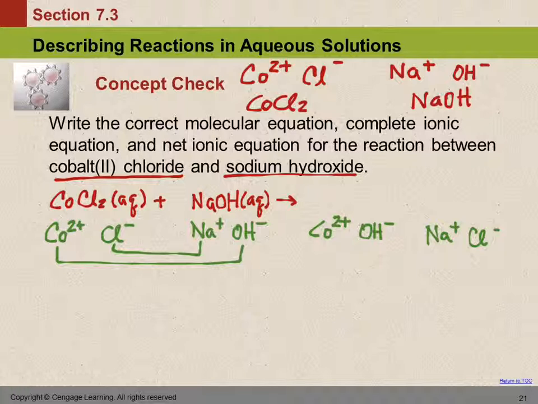So those are our new couples. And then we have to look at the charges to see how they're going to go together. Cobalt plus 2 and hydroxide minus 1. We're going to need 2 of the hydroxides to balance the charge there. So the formula for that guy is going to be Co(OH)2.